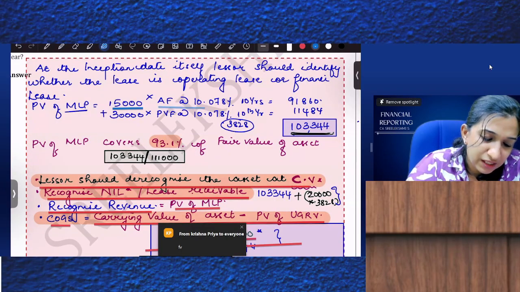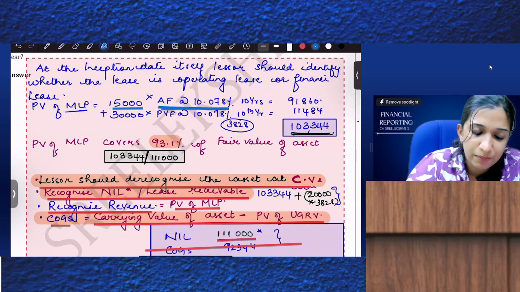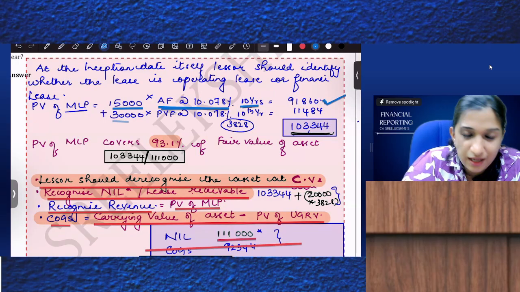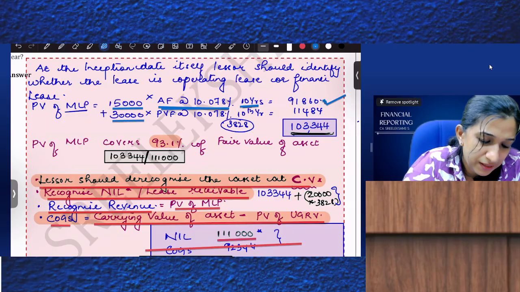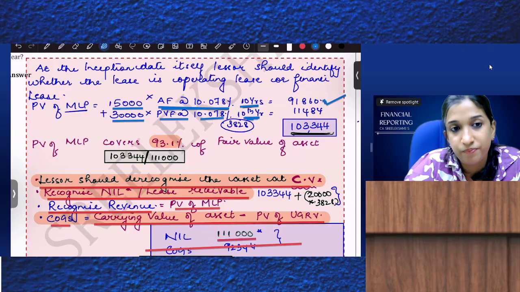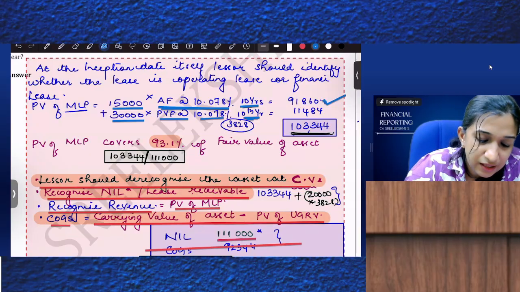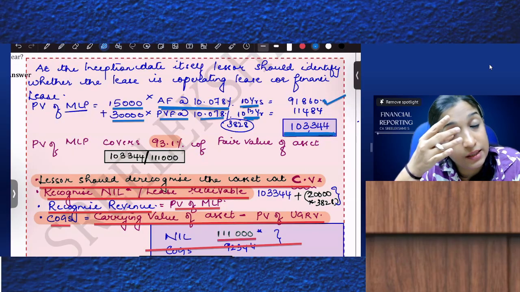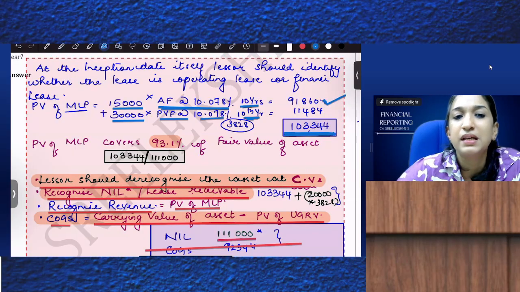is 15,000 into the annuity factor at 10.078% for 10 years. MLP means lease payments and guaranteed residual value: 30,000 into the present value factor at 10.08% at the 10th year. So we'll calculate how much the present value of MLP comes to: 1,03,344. Present value of MLP is 1,03,344.